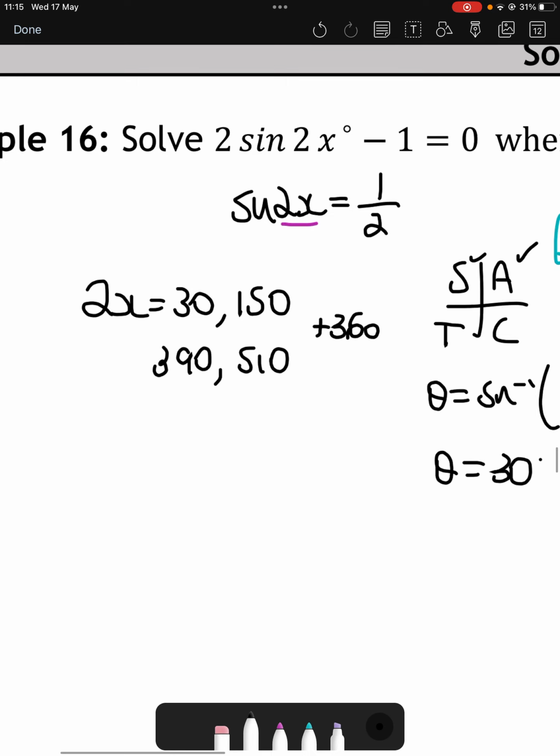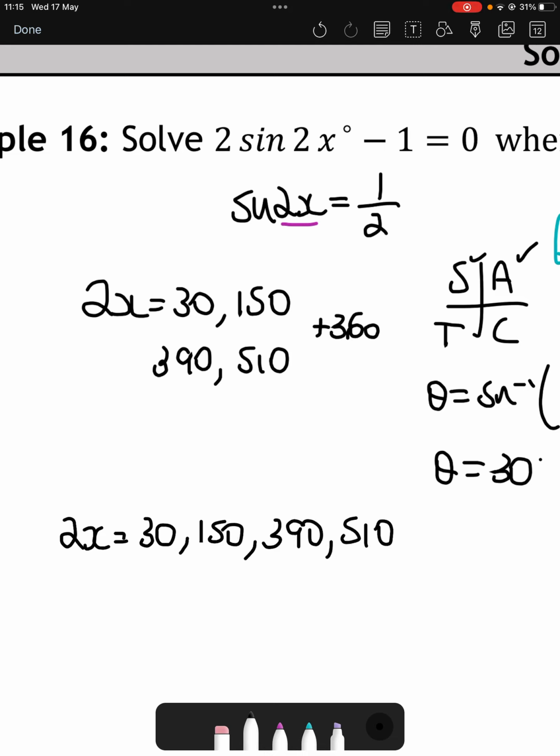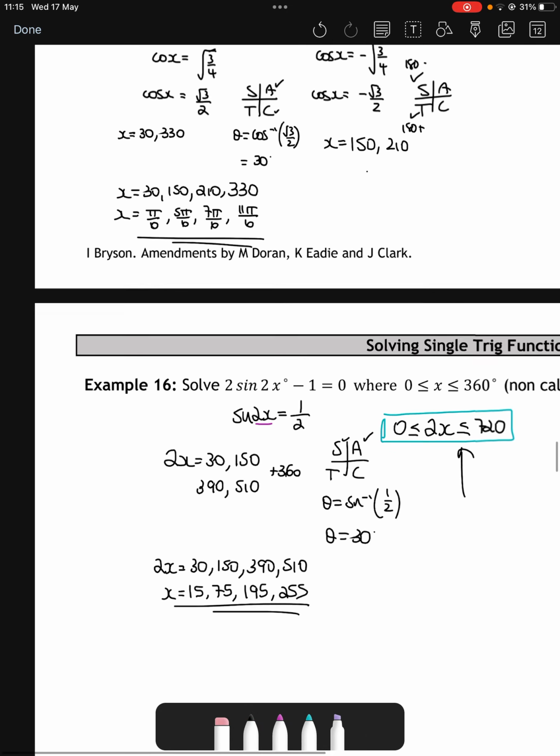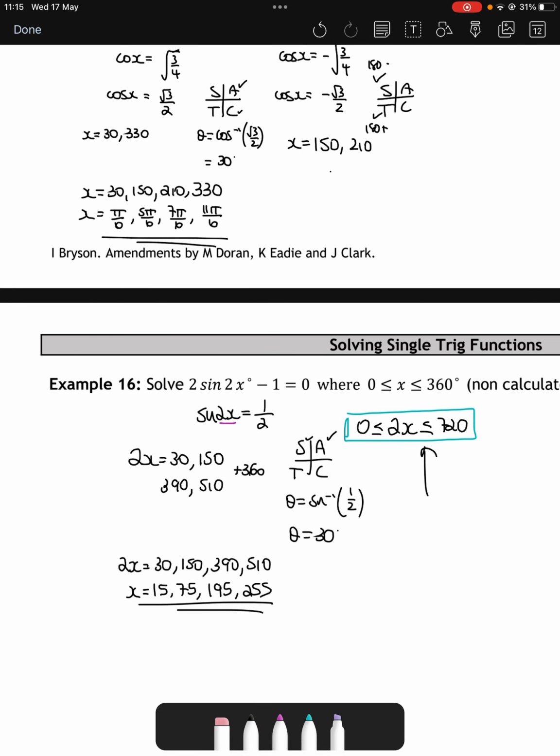What I like to do, I don't know why I just do it, is write them all in a row. Now your aim when you solve was always to get x, so we're not finished. Our final step is to divide all these by 2. And those are our answers. Always check that your answers are between your original starting point, which was 0 and 360. But the key is your boundary has changed. You're not dealing with x, you're dealing with 2x. So we need to change that.